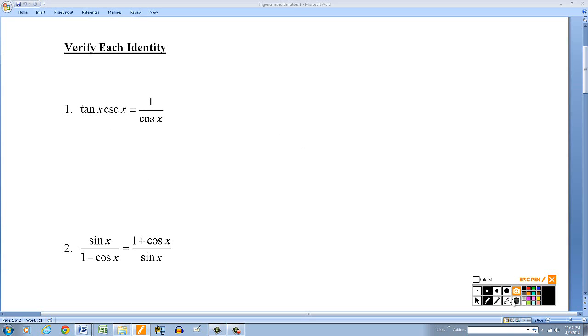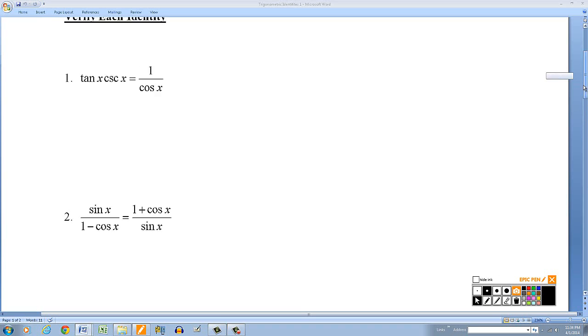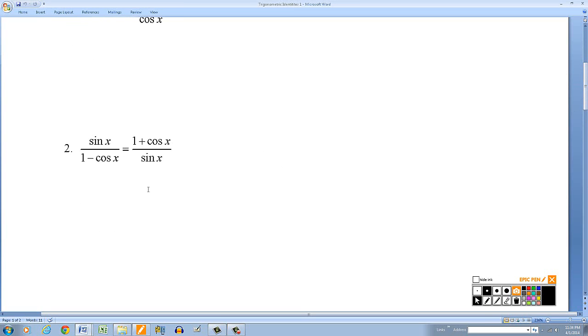Okay, so let's clear this. Now let's look at the next one. Sine of x over 1 minus cosine of x is equal to 1 plus cosine of x over sine of x. Well, they're pretty much the same in terms of complexity. So it really didn't matter what side you take here. I'm going to take the left side again and show that it's the same as the right side.